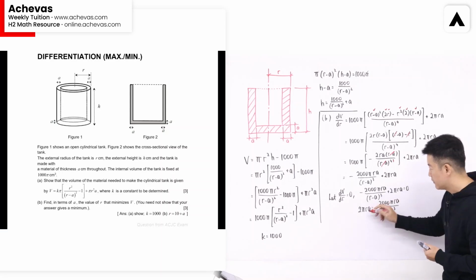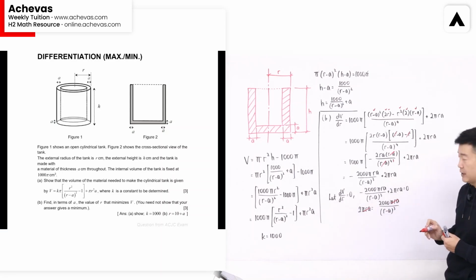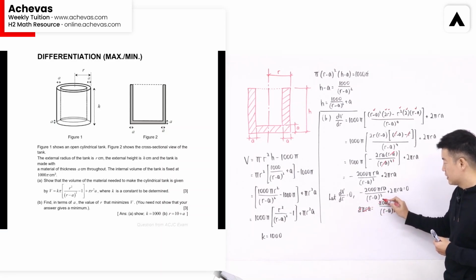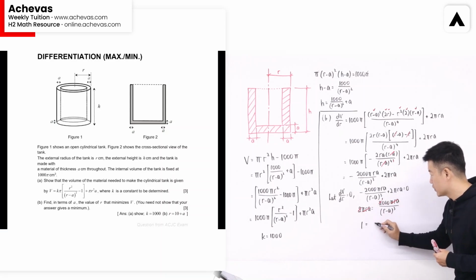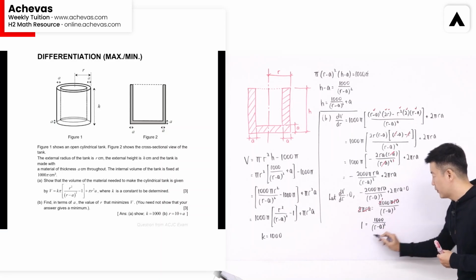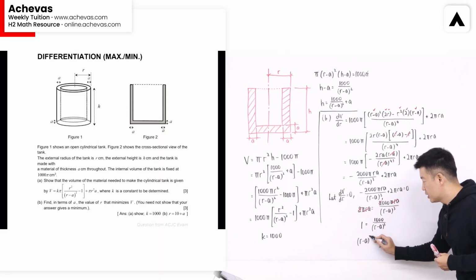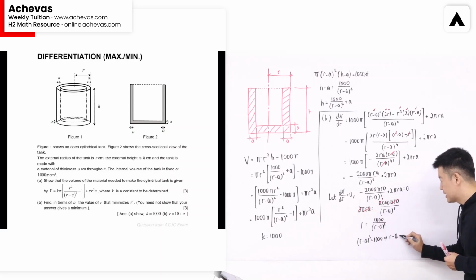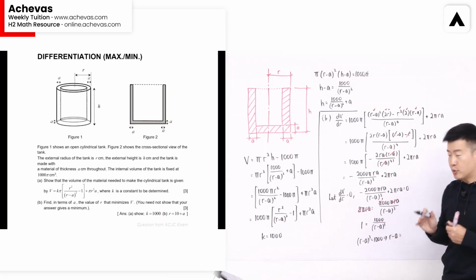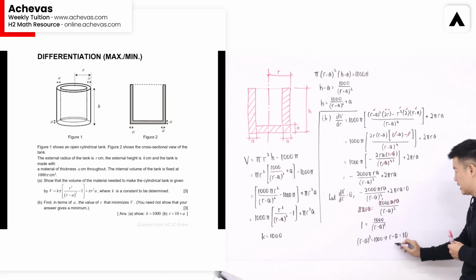So pi r a definitely will be cancelled on both the left and right hand side. 2, if I were to cancel, it is going to become a 1000. So it will be 1, which is going to be equal to 1000 over (r minus a) to the power of 3. So (r minus a) to the power of 3 is equal to 1000. So r minus a is going to be equal to the cube root of 1000, which is 10. So my final answer is r is equal to 10 plus a.